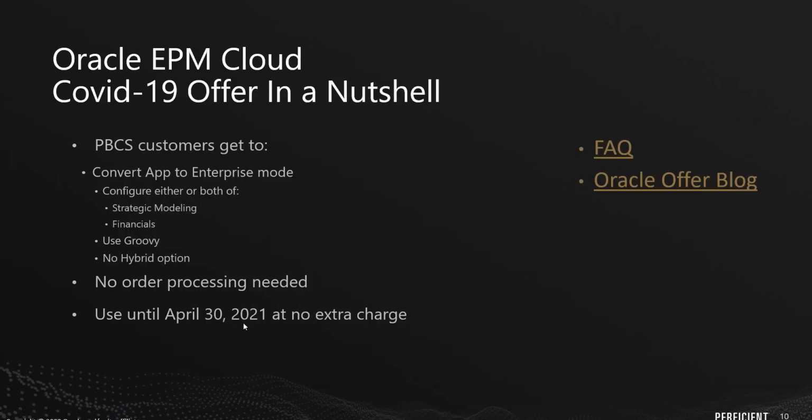So right now, Oracle has an offer in place to allow PBCS customers, customers who weren't previously on Enterprise, as Annie mentioned, to convert to Enterprise free of charge through April of 2021. So between now and April of 2021, you won't be charged for using these extra features, which previously weren't available to PBCS customers. They were only available to Enterprise customers. So that is a few more specifics about the offer and the timeline associated with it. It's basically free use of strategic modeling, of financials, and Groovy through April of 2021.